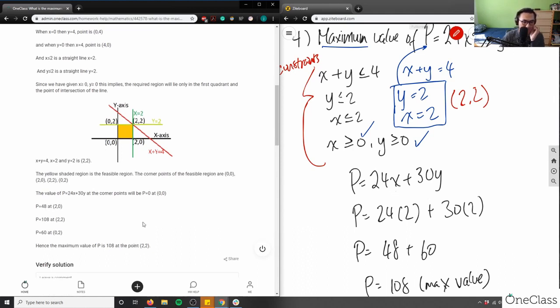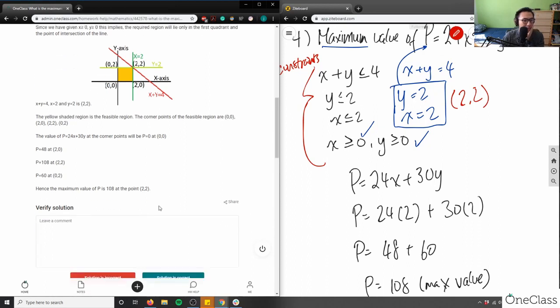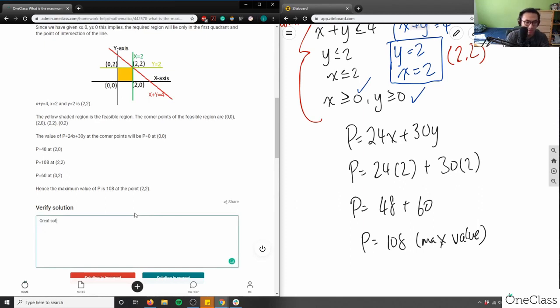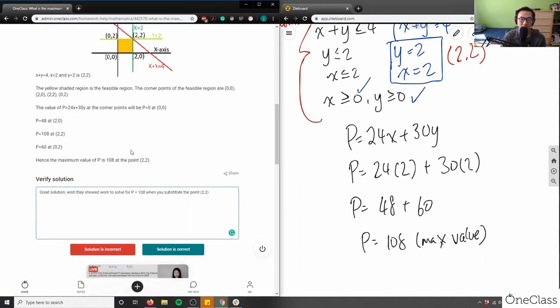Although I don't think they showed their work here, which is unfortunate, I would have liked them to show it when solving for the maximum value. But (2, 2) is the correct point, so this is a great solution. I wish they showed work to solve for p equals 108 when you substitute the point (2, 2), but the solution is correct.